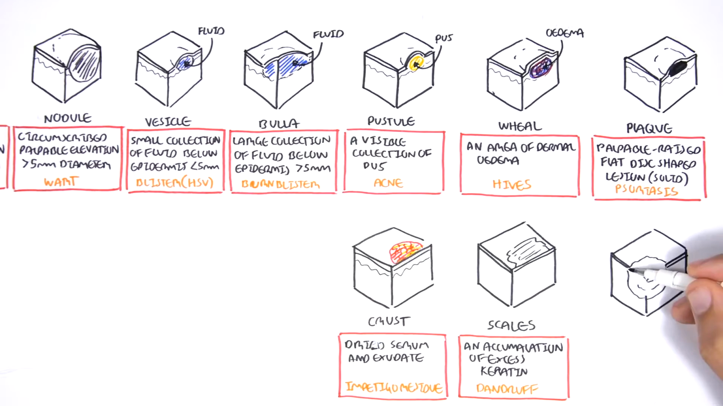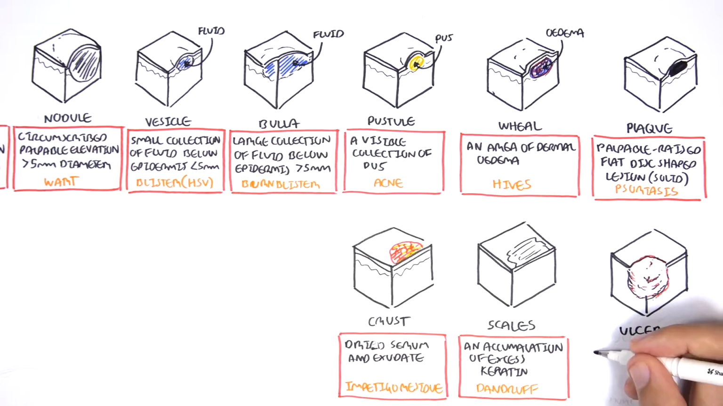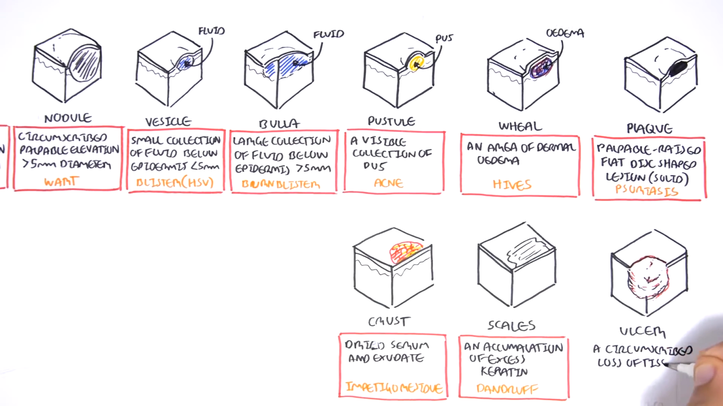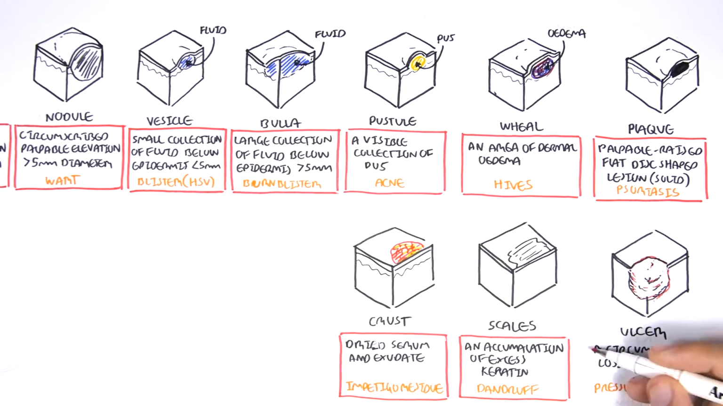Finally, a term that we should all be familiar with is ulcer. Ulcers can be found in the skin and in the gut, because these ulcers occur on epithelial cells. An ulcer is described as a circumscribed loss of tissue. An example is a pressure ulcer.